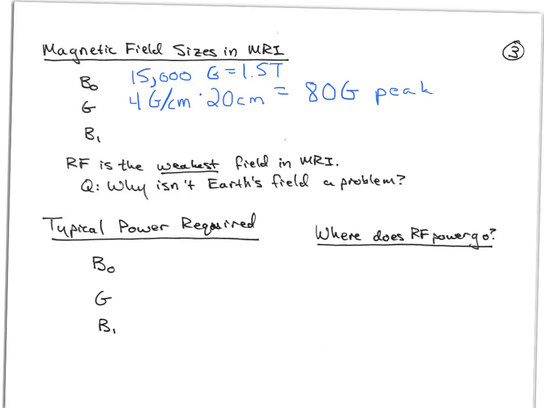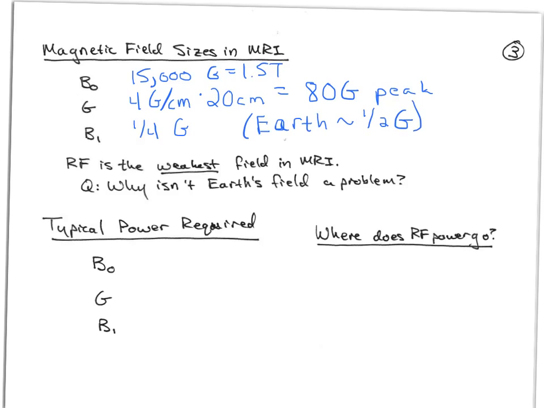And then the B1 field is actually quite a bit smaller than that. It's usually about 1/4 Gauss, right? And it's actually even smaller than the Earth's magnetic field, because the Earth is about 1/2 Gauss, right?